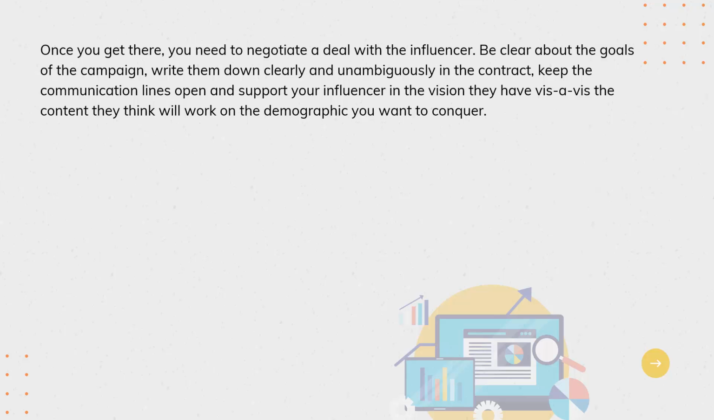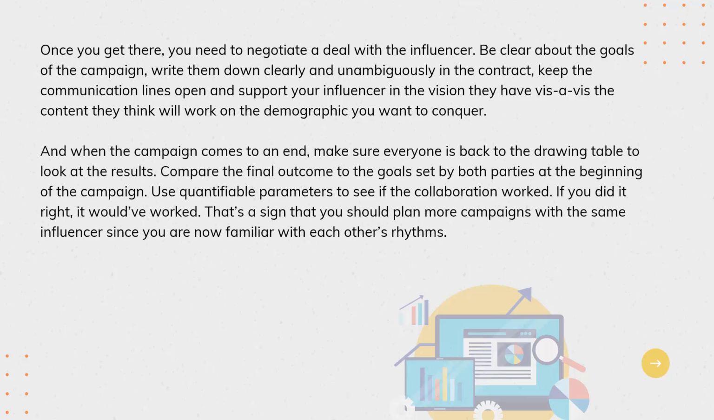And when the campaign comes to an end, make sure everyone is back to the drawing table to look at the results. Compare the final outcome to the goals set by both parties at the beginning of the campaign. Use quantifiable parameters to see if the collaboration worked. If you did it right, it would have worked. That's a sign that you should plan more campaigns with the same influencer, since you are now familiar with each other's rhythms.